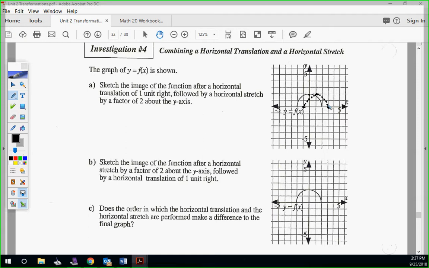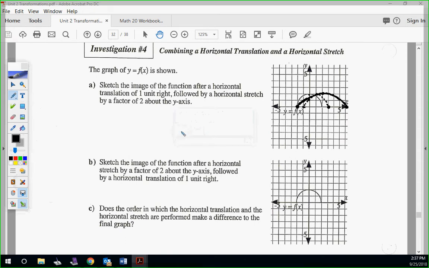Horizontal stretch by a factor of 2. So remember, this is going to stay the same. That y-intercept is going to stay locked in for horizontal, but these are going to move. So this one right here goes from -1 to -2. This goes from 1 to 2, and this goes from 3 to 6. So it's going to look like this. Like that. Okay? So that's what it looks like. We'll do the second one here.